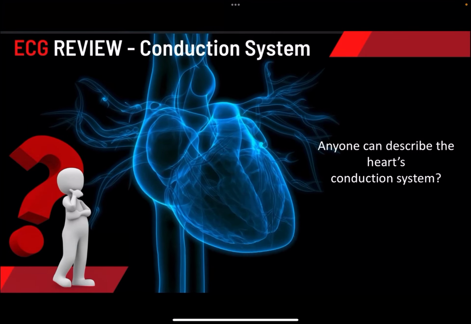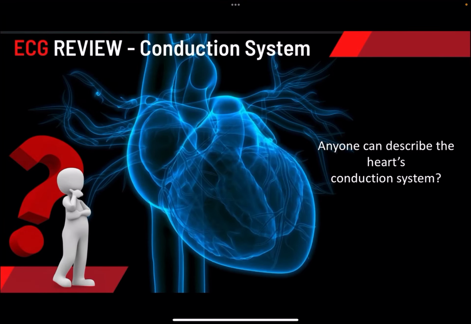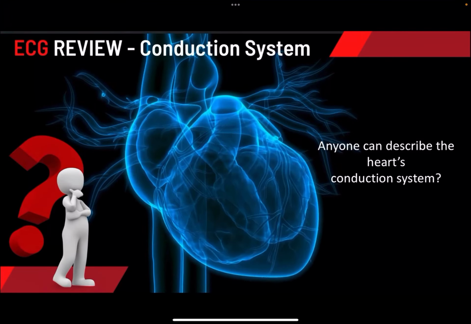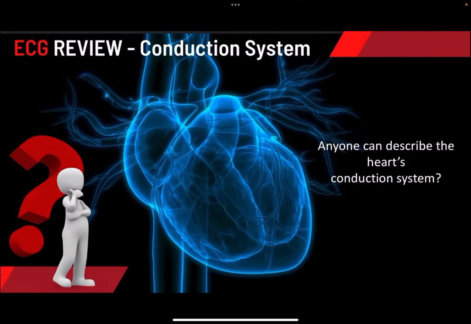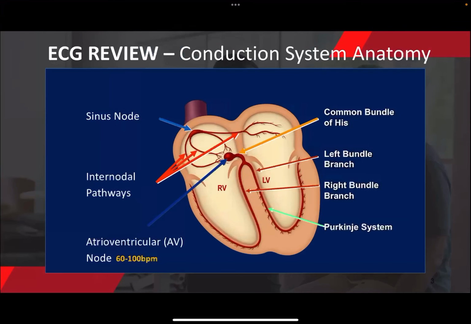So just a quick review, the heart's conduction system. In my actual class, I would ask someone to describe the pathway of the electrical conduction system of the heart, but since this is a video, we're not going to be able to do that. So our heart has its own natural pacemaker. The electrical impulse starts from the sinus node right here.